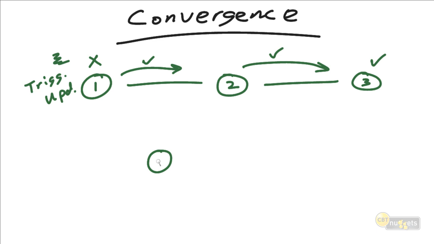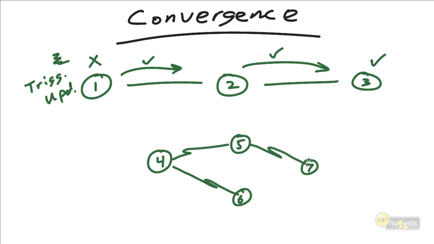EIGRP, let's say, here's one of the things it can do. So let's say this is router 4 running EIGRP, and then over here we have router number 5, router number 6, and then over here router number 7. Notice there are 2 paths to get from 4 to 7.